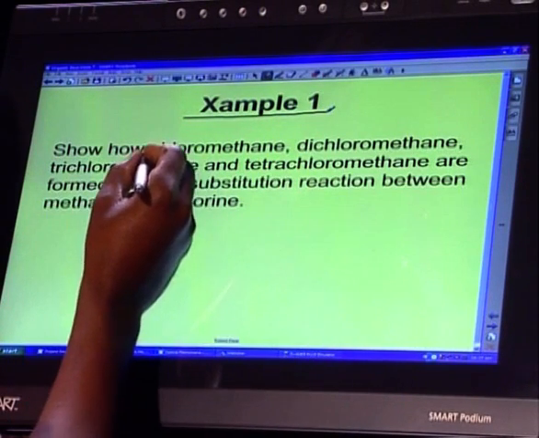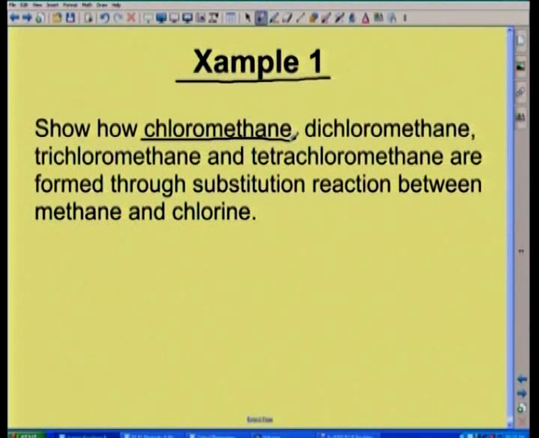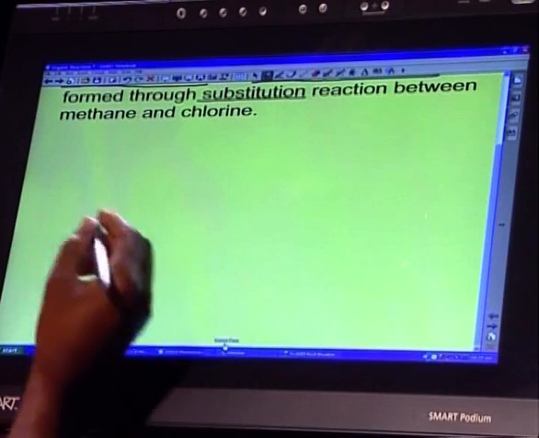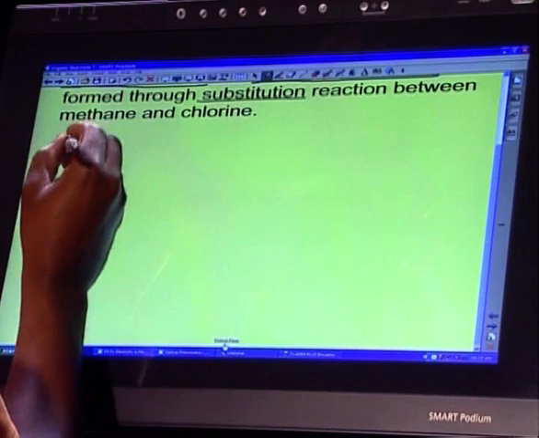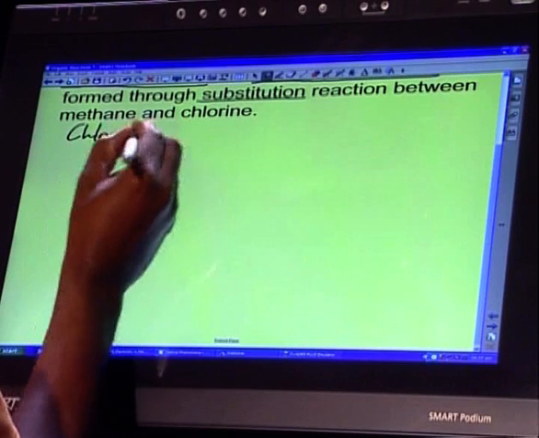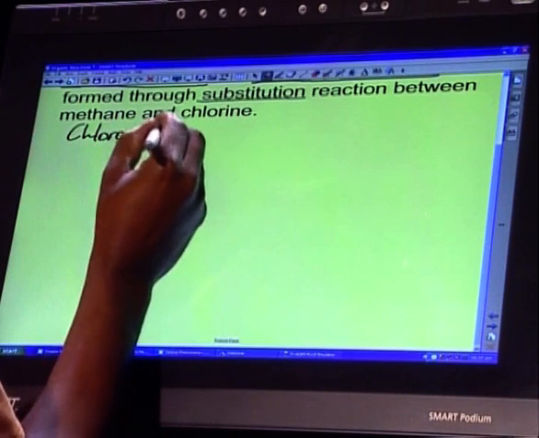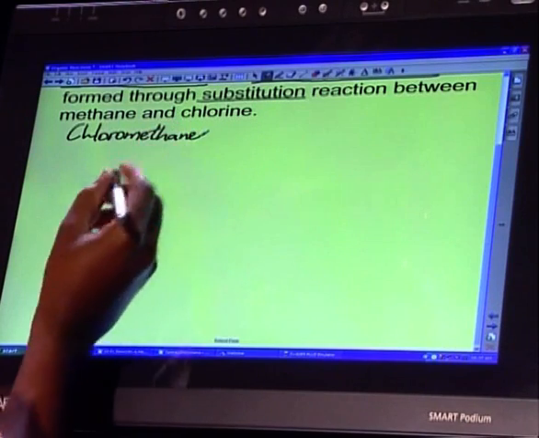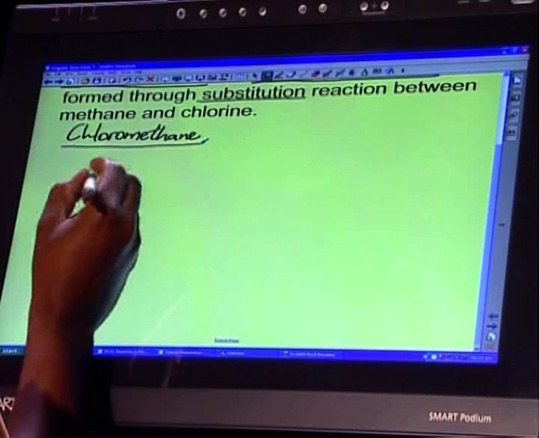Show how chloromethane, dichloromethane, trichloromethane, and tetrachloromethane are formed through substitution reactions between methane and chlorine. Okay? Now, firstly, we're talking about chloromethane. How is it formed?